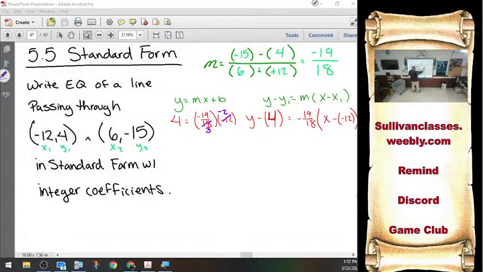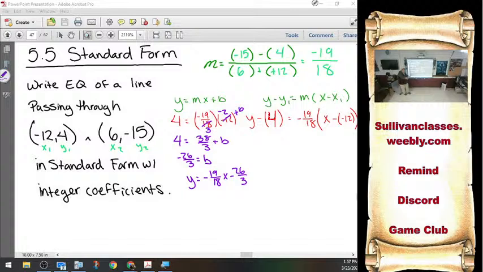Calling that, sorry, plus b. Running out of room to write. 4 is 38 thirds plus b, subtract. And get 12 thirds minus 38 thirds is negative 26 thirds. So y is negative 19/18 x minus 26 thirds. You're like, ew, I don't want to do this. Gross.